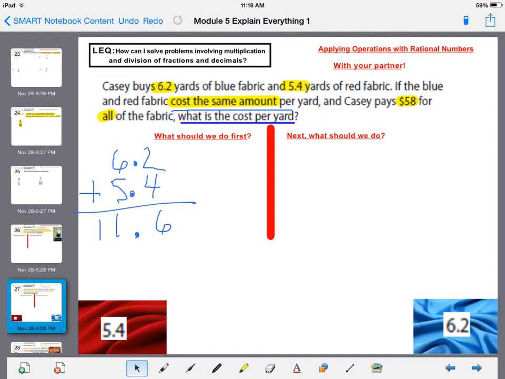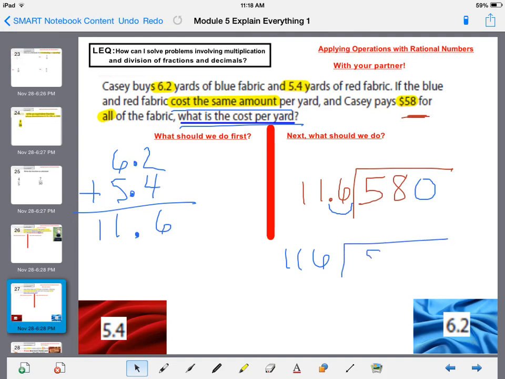Now, in order to determine what the cost per yard was, I can take the total that she paid for all the fabric, which is $58, and divide that by the total yards of fabric that she bought, both blue and red. And the rule says we can't have this divisor as a decimal, so we're going to move it over 1 time, and that means that we can add a 0 here. So our new setup is 116 into 580.